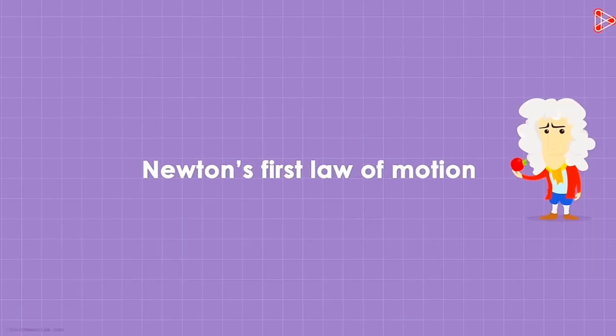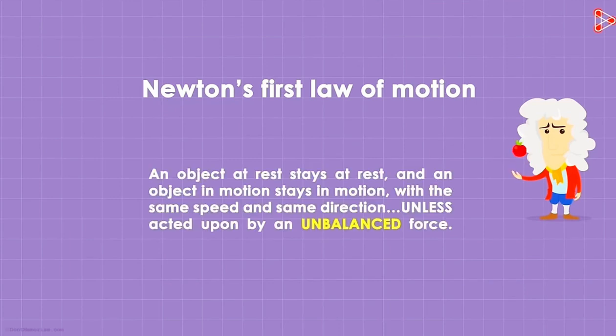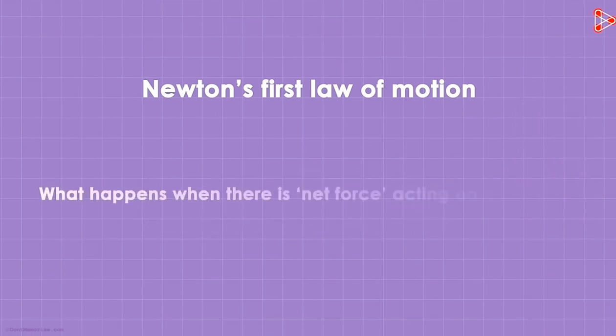Newton's first law of motion says that an object will continue to do what it's doing unless acted upon by an unbalanced force or some net force. Now the important question is, what happens when there is net force acting on an object? That's precisely what the second law of motion will discuss.